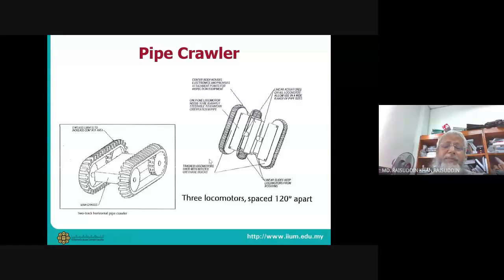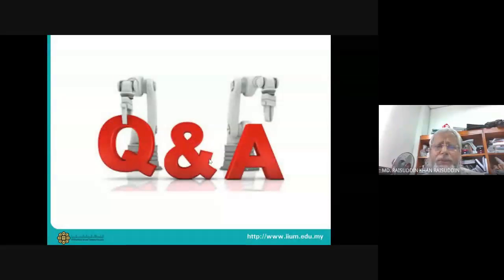These are other versions: the pipe crawler. If you want to have devices that move inside pipes for inspection purposes or for collecting debris from inside, you can have this kind of robot. We have the screw propelled one, so we need threaded wheels rather than normal wheels.